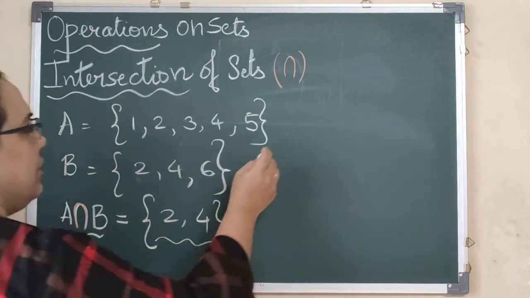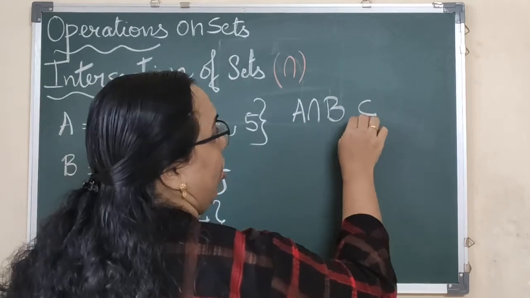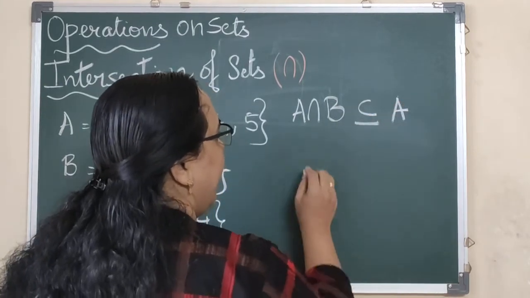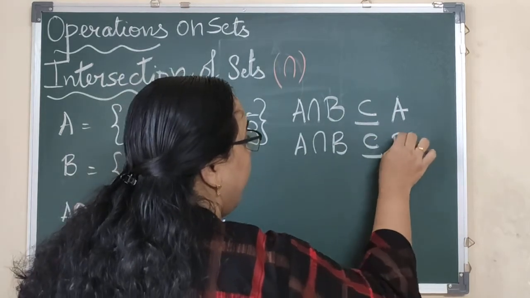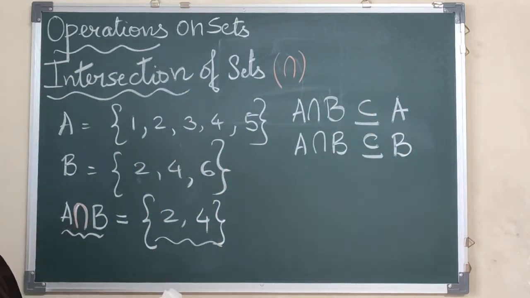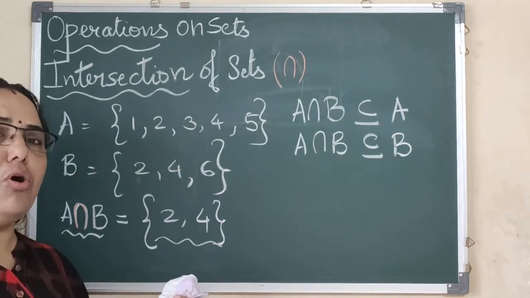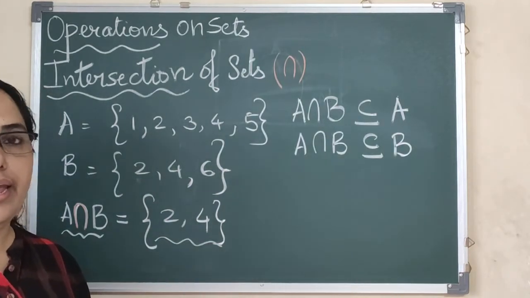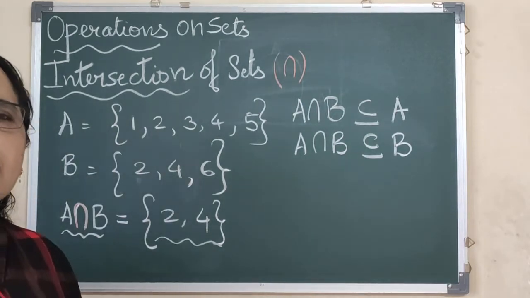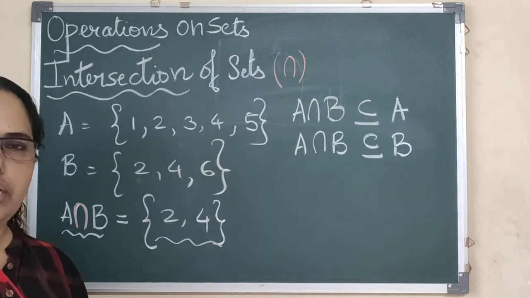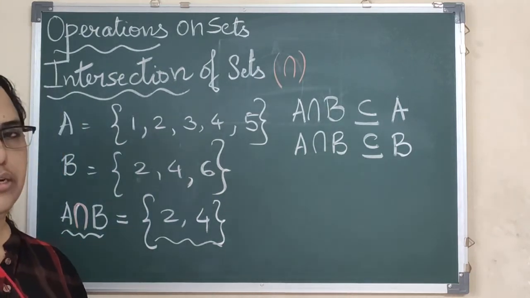A intersection B is always, keep this in mind girls, always a subset of A as well as a subset of B. Very important thing to keep in mind, that the intersection is always a smaller set when you compare it with A or B. It's always a subset, or it might be equal. Chances are that it is equal, but otherwise it is always a subset.